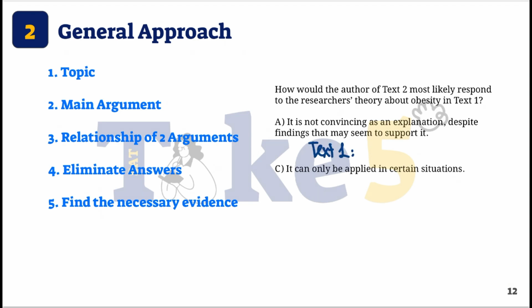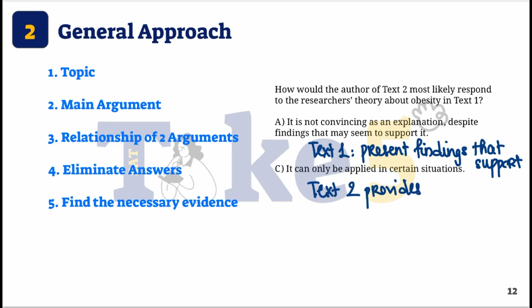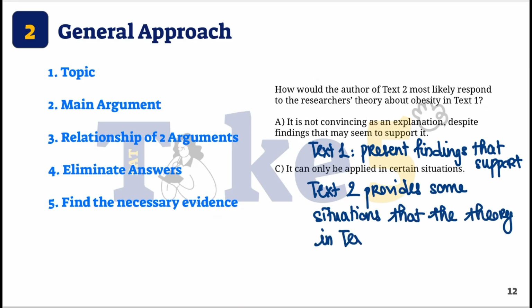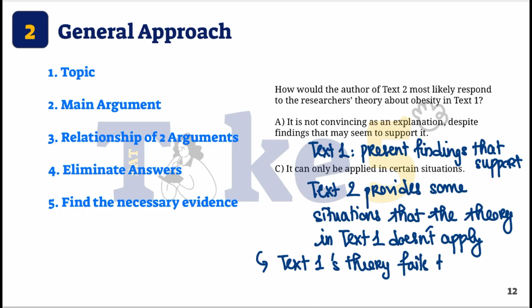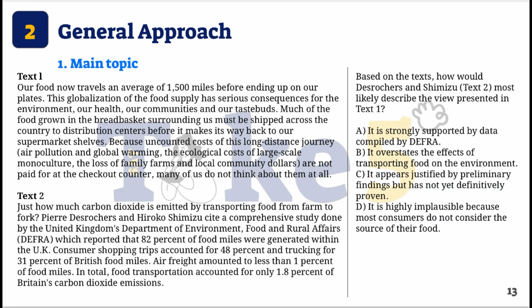If text 1 presents findings that support their argument, we can go with A. For C to be correct, text 2 needs to provide some situations where the theory in text 1 doesn't apply, or to prove that text 1's theory fails to generalize for every situation. Now, let's walk through a full example following this 5-step framework. Take a look at this example, so take a few minutes to read through the text.